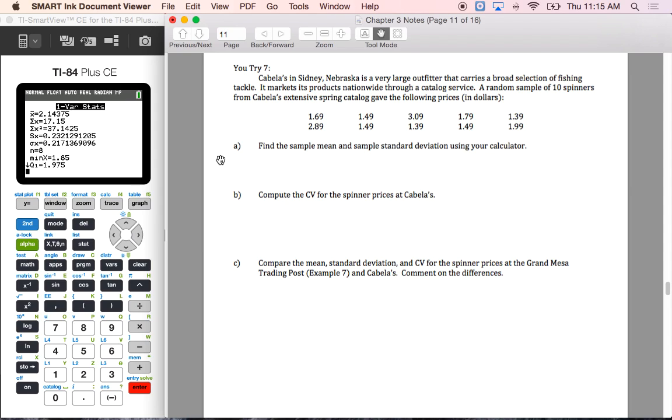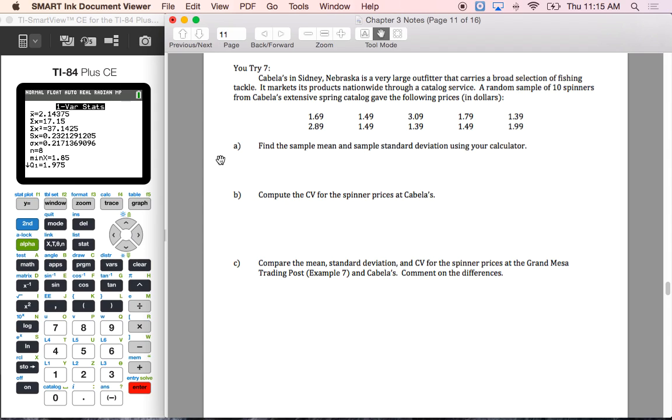So for number 7 here, I want you to go through and do the same thing, except now if you read it, it says sample. So you are going to do the sample mean and the sample standard deviation using your calculator. So pause the video, complete A and B. We can look at C together, that's fine, but complete A and B on your own.